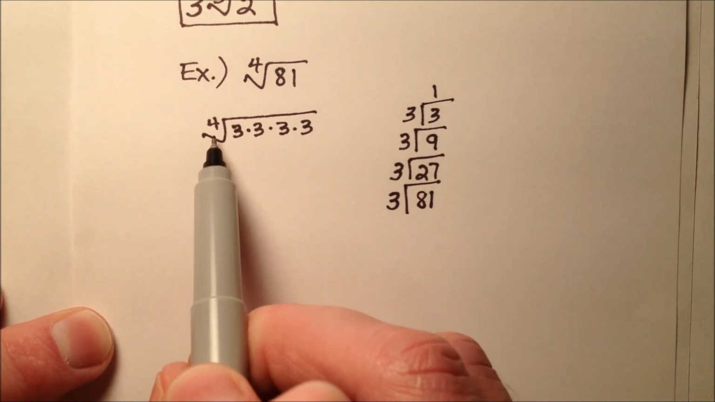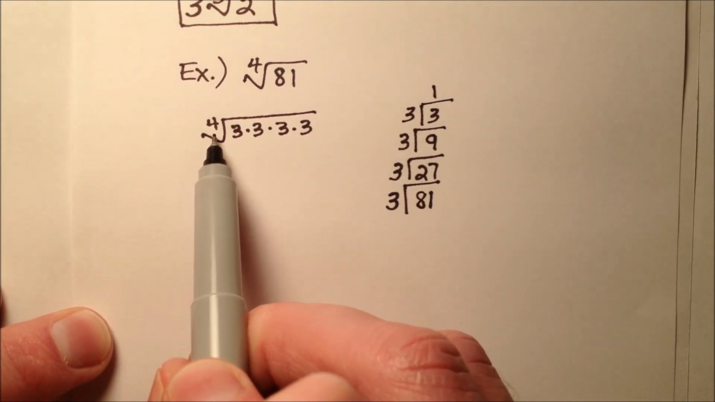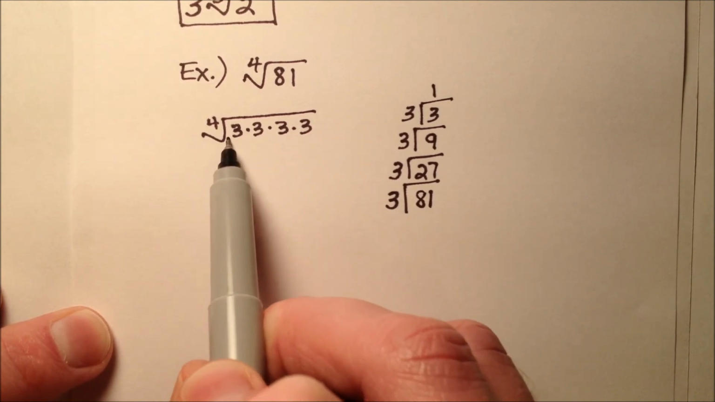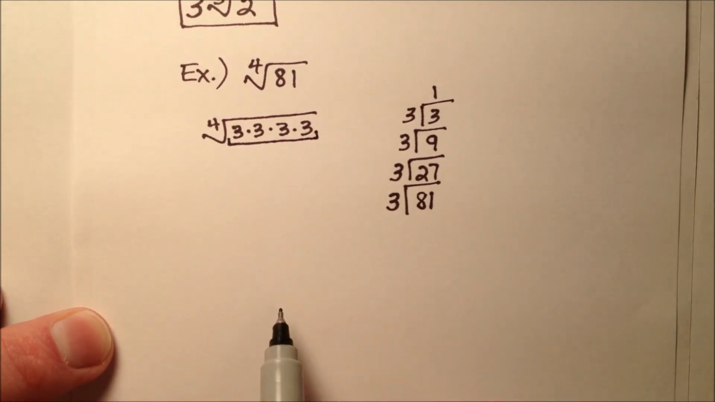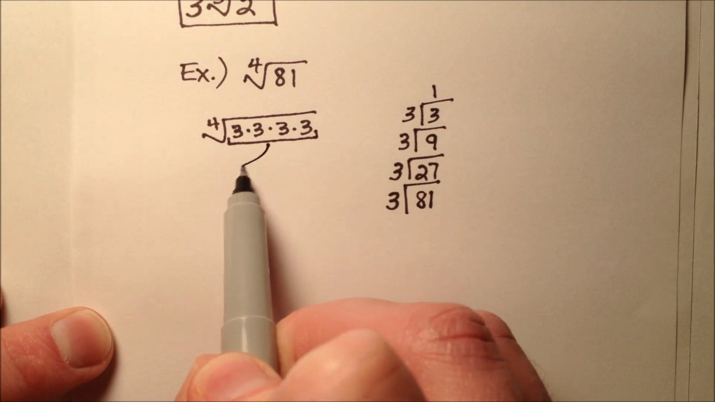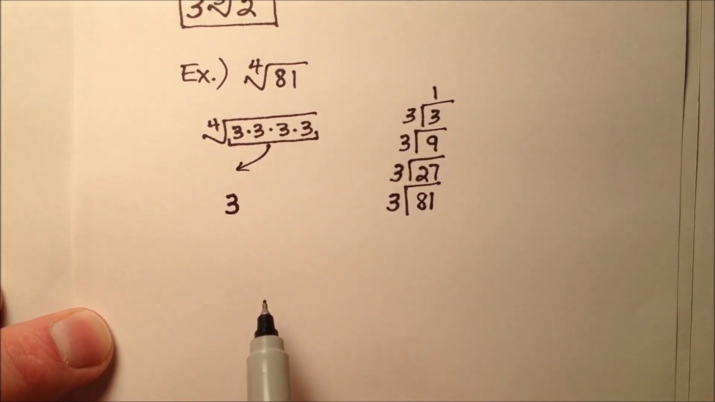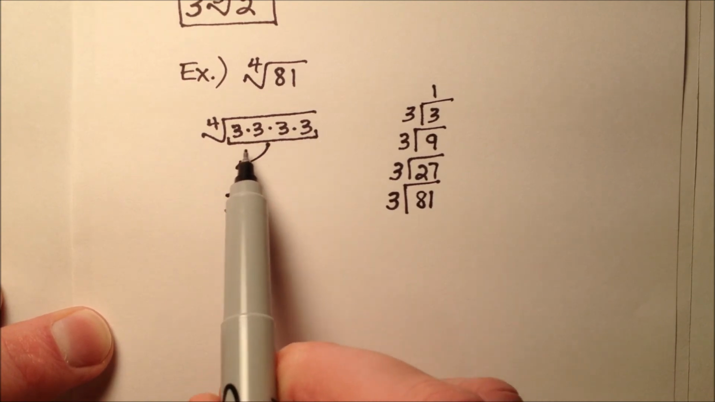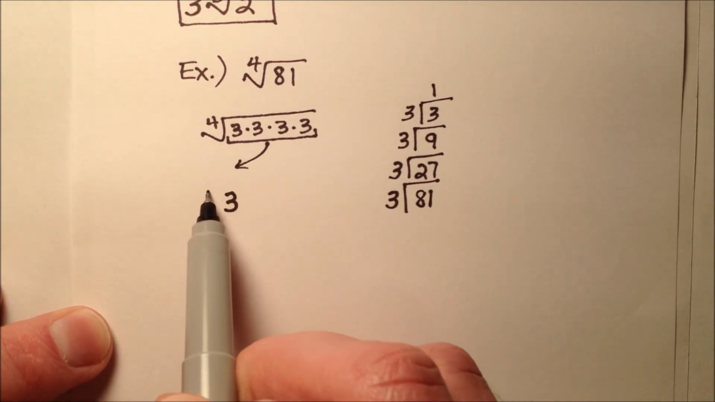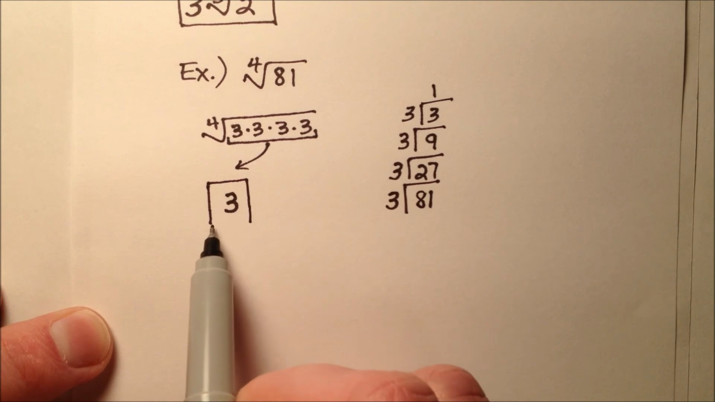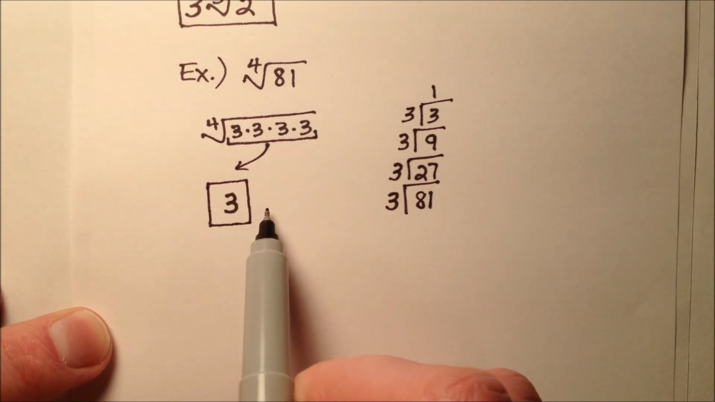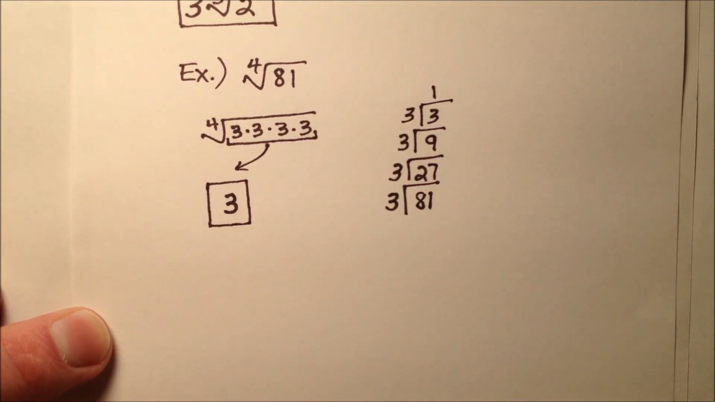So, again, because our index is 4, we're taking a group of 4. Well, we've got 4 3's right there, so I want all 4 of them, and they'll go out, and they'll make a real 3 on the outside. And now, is there anything left inside here? No, there's nothing left. So if there's nothing left, there's no reason to put your radical. So your final answer is just 3.